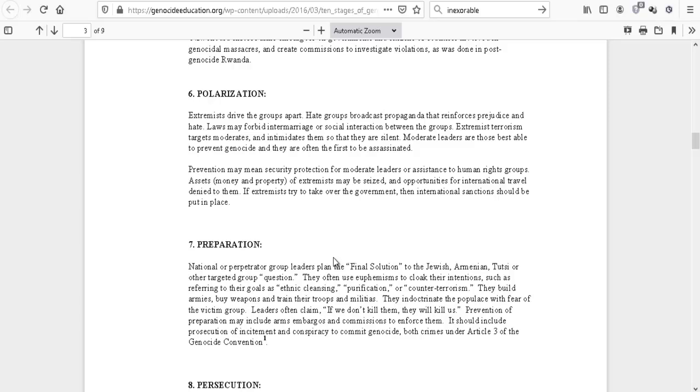Prevention of preparation may include arms embargoes and commissions to enforce them. It should include prosecution of incitement and conspiracy to commit genocide, both crimes under Article 3 of the Genocide Convention. I can assure you President Trump did not incite to insurrection as they want to prosecute him on the 6th. And he did not conspire to commit genocide. They got nothing to go on. They got nothing on him. But they're going to fabricate something. They want him taken down and make him into a martyr.